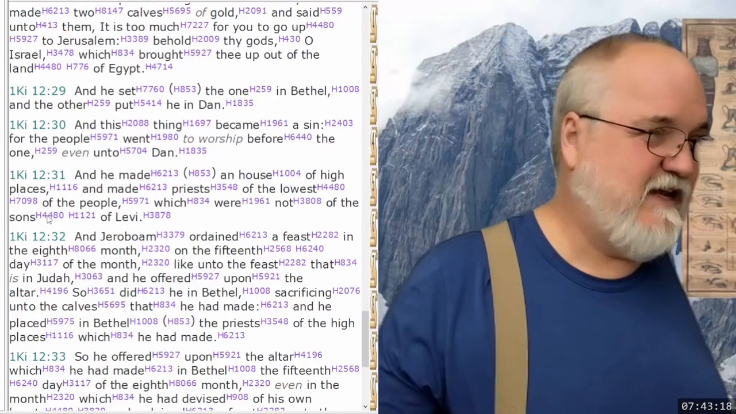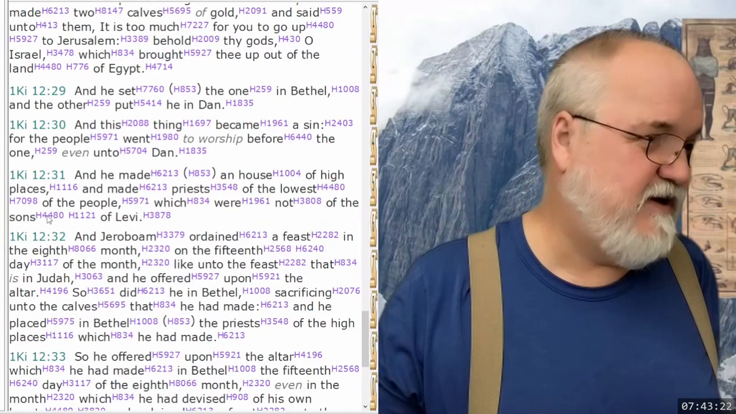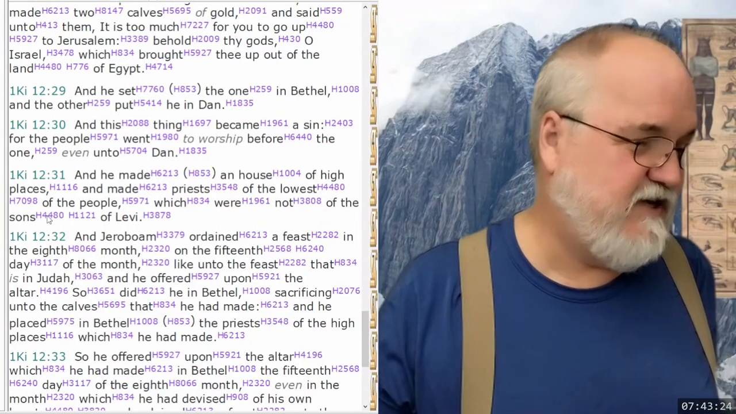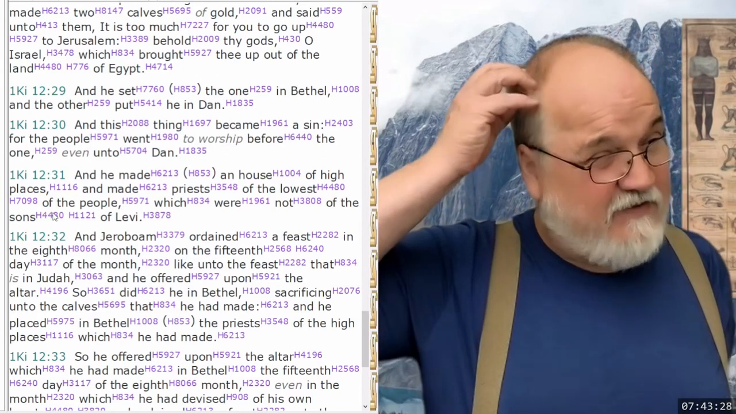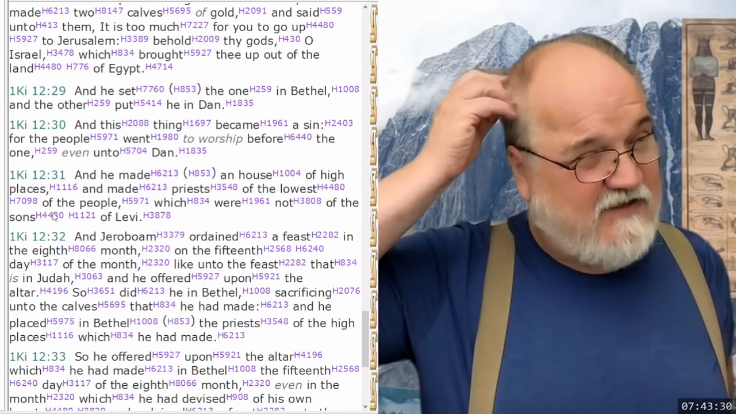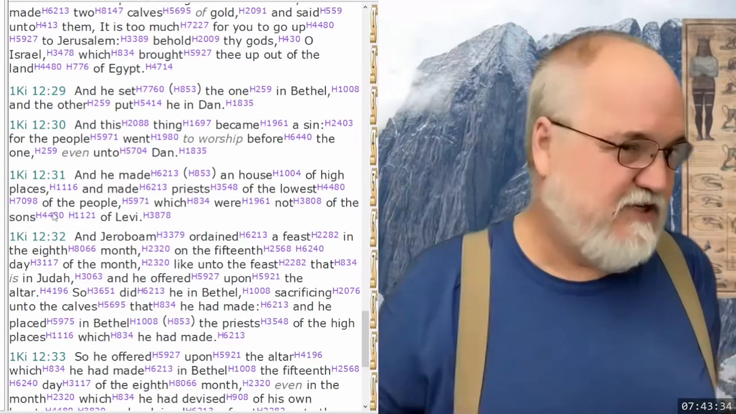And Jeroboam ordained a feast in the eighth month, on the 15th day of the month, like unto the feast that is in Judah. And he offered upon the altar. So did he in Bethel, sacrificing unto the calves that he had made. And he placed in Bethel the priests of the high places which he had made.